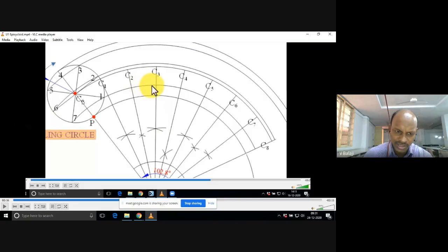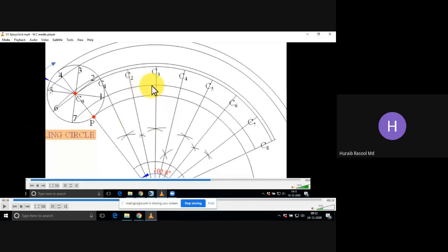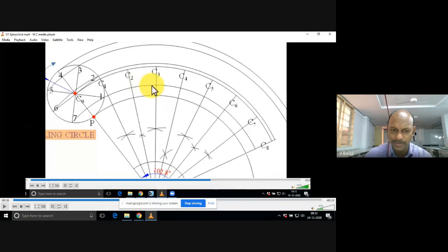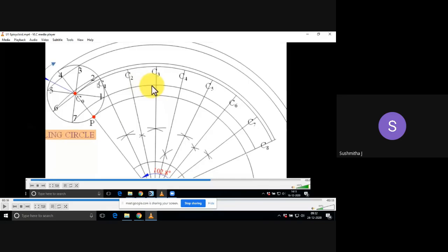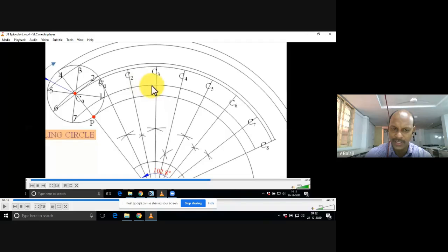Name it as the first center. Initially the circle is at this red point, right? You call it C0, C1, C2, C3, C4, C5, C6, C7. Of course, C0 and C8 are not required. So after locating centers, what is the next step? Do you remember in the previous problem? Take a center and draw an arc on the line joining 1 to 7 and 2 to 6. Yes, sir, correct.